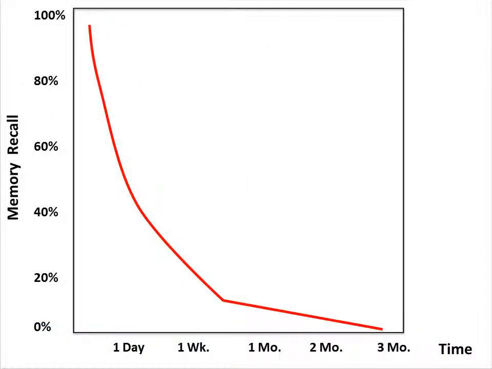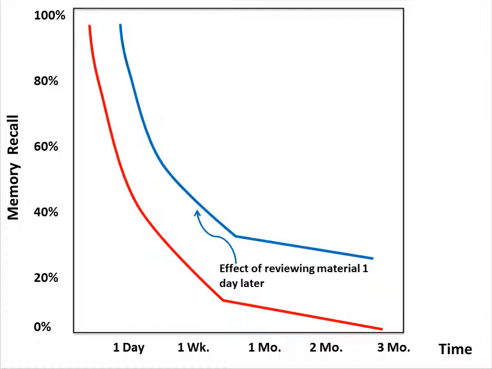Here's a curve of forgetting, looking at immediate to 3 months later. And it follows a similar pattern. After 3 months, you barely remembered anything of what you learned. But if you review materials 1 day later, look what's happened to the curve. It's shifted out to the right. So now, if you were to look at a time period, such as 1 week, earlier you remembered only 20% or so of what you learned. Now you're remembering over 40%.